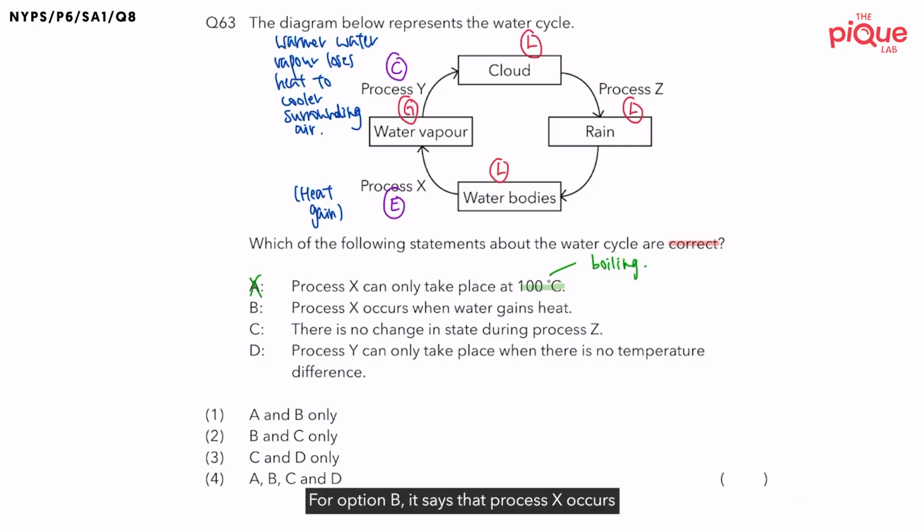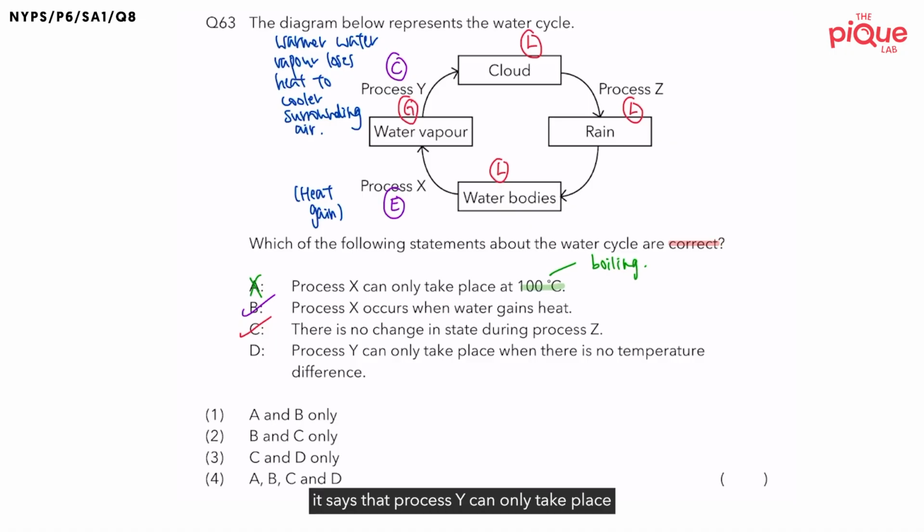For option B, it says that process X occurs when water gains heat. We mentioned that process X is evaporation, and this involves a heat gain. So is option B correct? Yes, it is. For option C, it says that there is no change in state during process Z. Since we said that both the cloud and the rain occurs in the liquid state, is there any change in state? No. So is option C correct? Yes, it is.